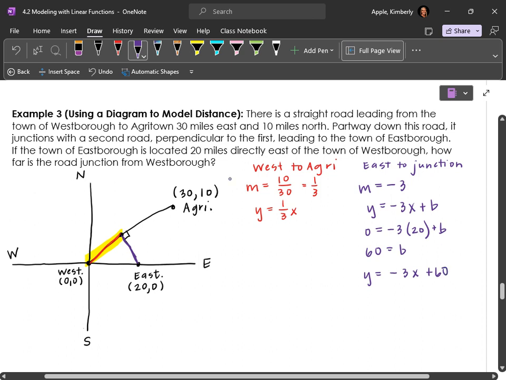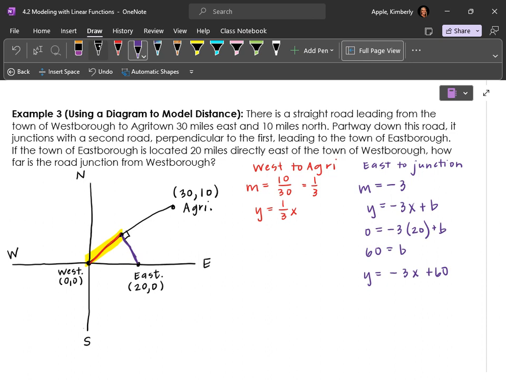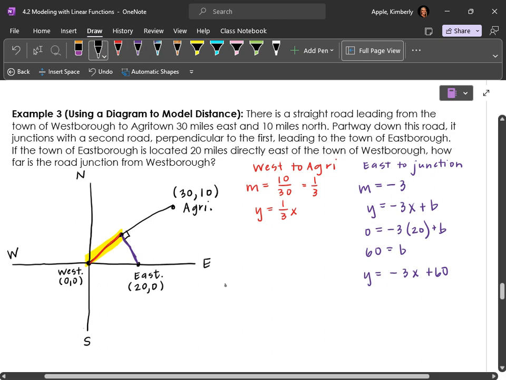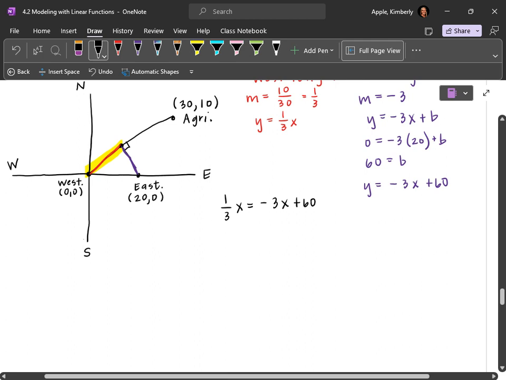Plus 60. And so, I have my two equations. Now, how do I find where they're equal to each other? Well, I just set them equal. So that would be 1/3 x equals negative 3x plus 60. And then I'm just going to solve for x. Just following the miracles of high school algebra, if you will, I will obtain that x is equal to 18. And then to get the y coordinate, I just choose either of the functions and plug that in.